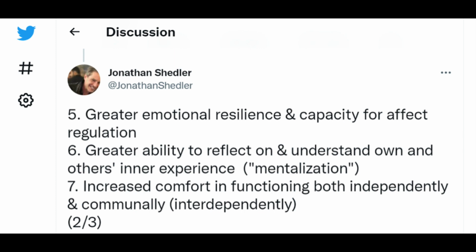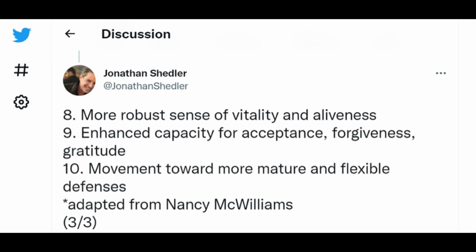Number 6, greater ability to reflect on and understand own and others' inner experience. Number 7, increased comfort in functioning both independently and communally. Number 8, more robust sense of vitality and aliveness. Number 9, enhanced capacity for acceptance, forgiveness, gratitude. And number 10, movement toward more mature and flexible defenses. So again, this is one of the things that I appreciate about the psychoanalysts, is they look at these psychological vital signs, if you will, and this is what's going to show you whether or not someone's mentally healthy, not an absence of symptoms.